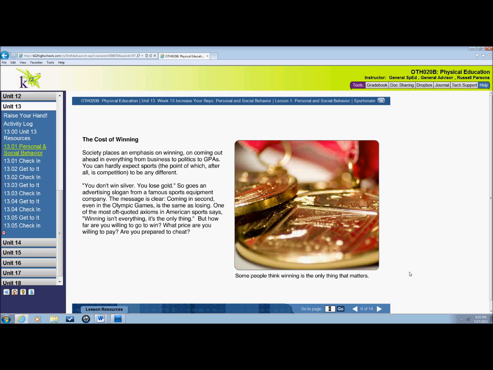Okay, so the cost of winning. Society places an emphasis on winning, on coming out ahead in everything from business to politics to GPAs. You can hardly expect sports, the point of which, after all, is competition, to be any different. You don't win silver, you lose gold. So goes an advertising slogan from a famous sports equipment company. The message is clear. Coming in second, even in the Olympic Games, is the same as losing.